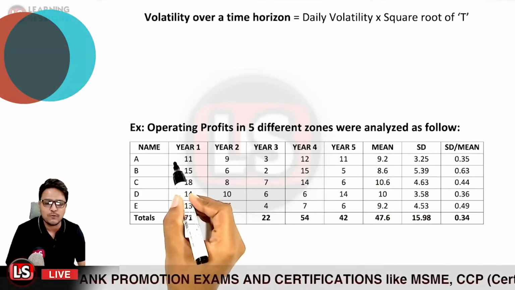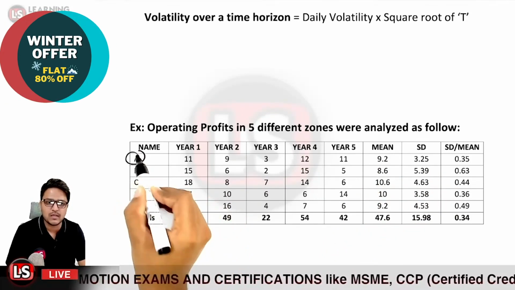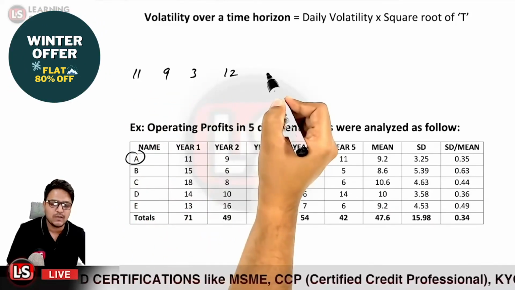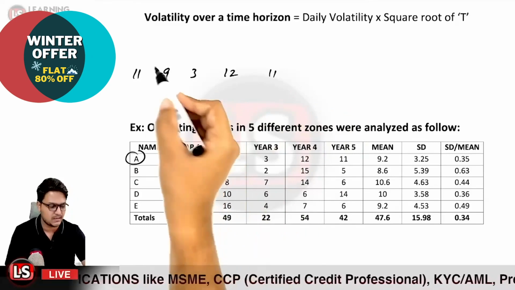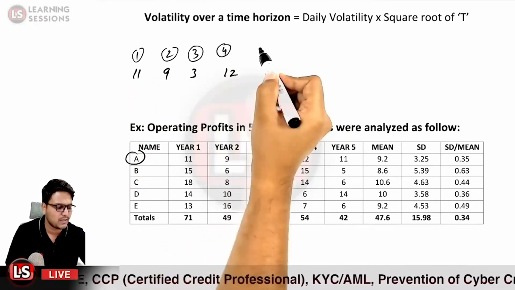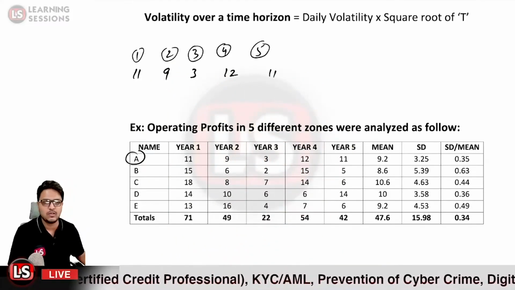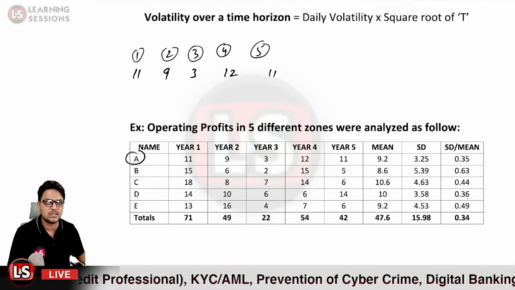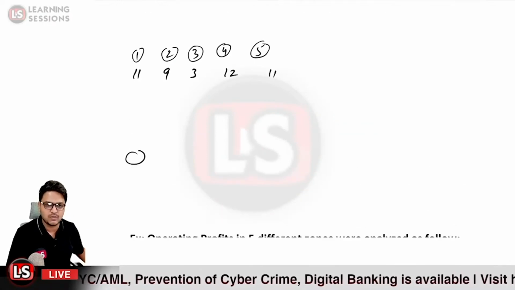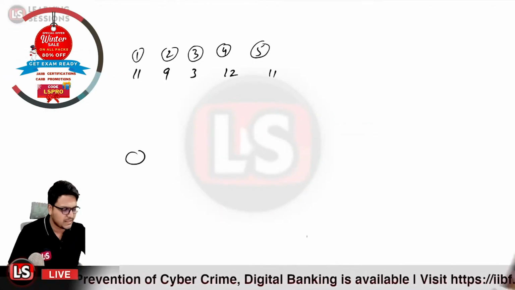Okay, so now for zone A, the total terms given are 11, 9, 3, 12, 11, and that is it. This is for years 1, 2, 3, 4 and 5. This is just given to us. So now let us try to solve it based upon this data. Okay, let me get rid of this. Now the screen is quite clear, you can understand it well.